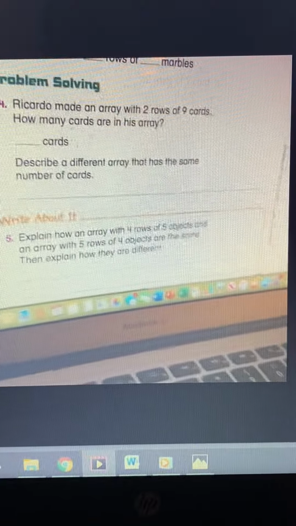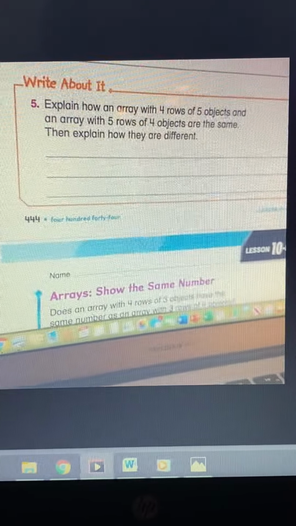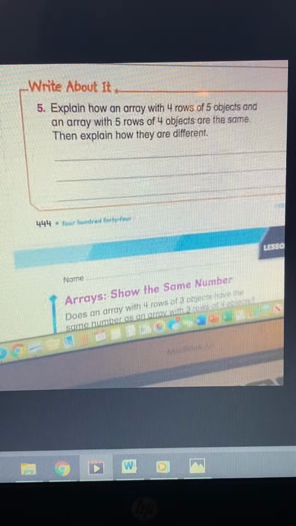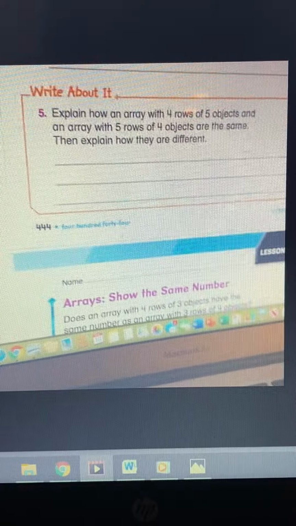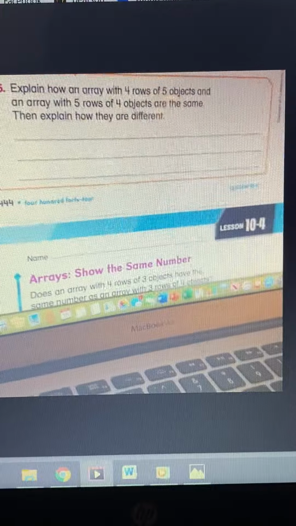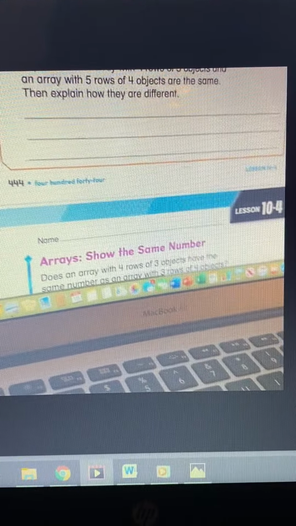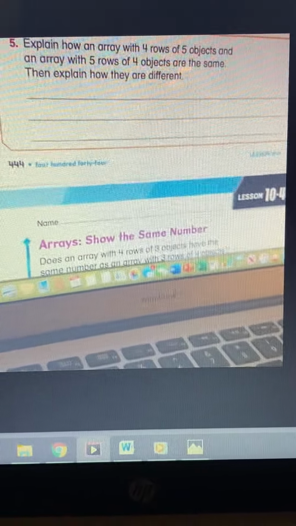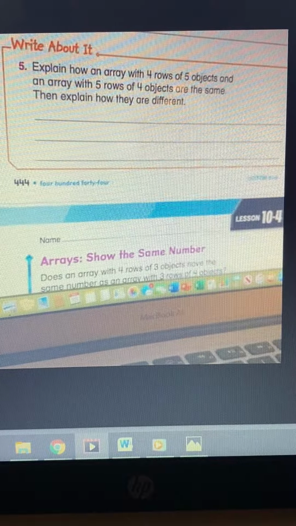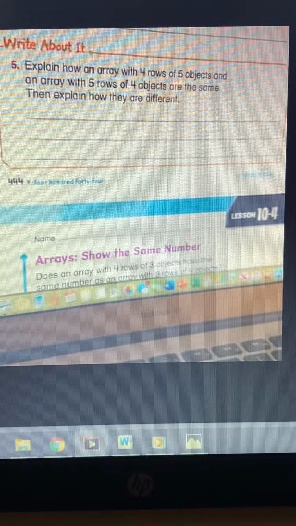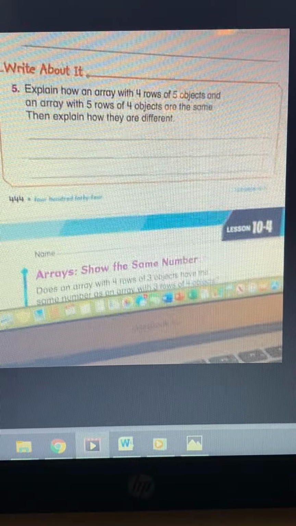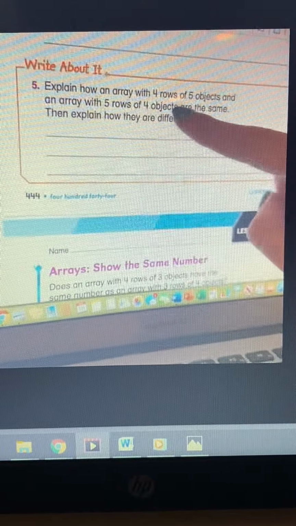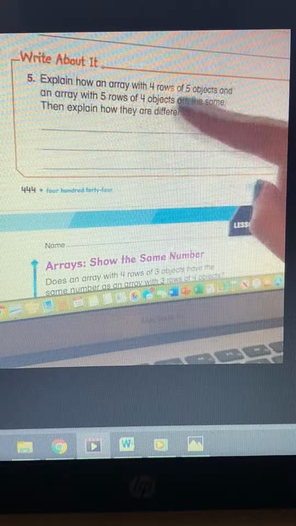And then moving down to the write about it, number 5: explain how an array with 4 rows of 5 objects and an array with 5 rows of 4 objects are the same. Then explain how they are different. Well, earlier we learned that the total number of objects in the arrays is the same, but the arrangement of the objects is different. So it's basically like switching these two numbers, right? 4 and 5, 5 and 4.